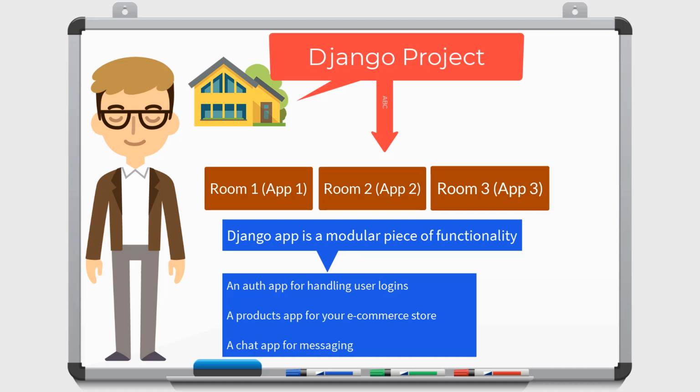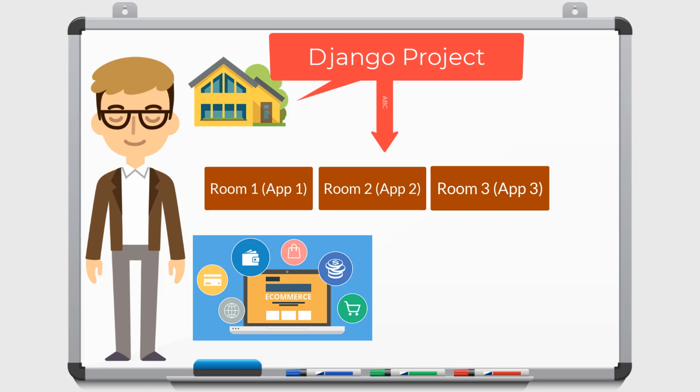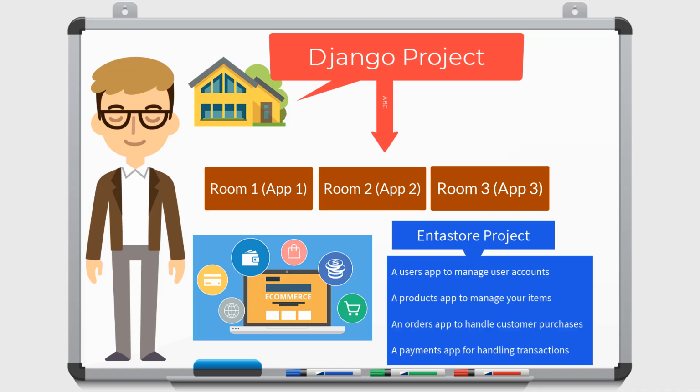So let's say you are building an e-commerce platform. Your Django project is called ecomstore, for example. And inside this ecomstore project, you can have a user app to manage user accounts. You can have a product app to manage your items. You can have another app to handle customer purchases and a payment app for handling transactions. So all these apps work together under one roof, which is your project.